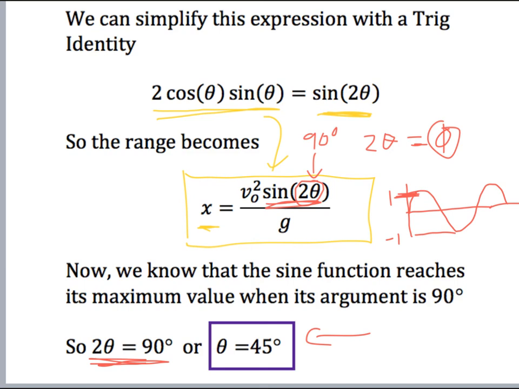Now, in the real world, because there is air resistance, this isn't exactly true, but even with air resistance in a lot of situations, it's pretty close to being accurate. So this is our answer, 45 degrees. That's the angle that gives you the maximum amount of horizontal range.